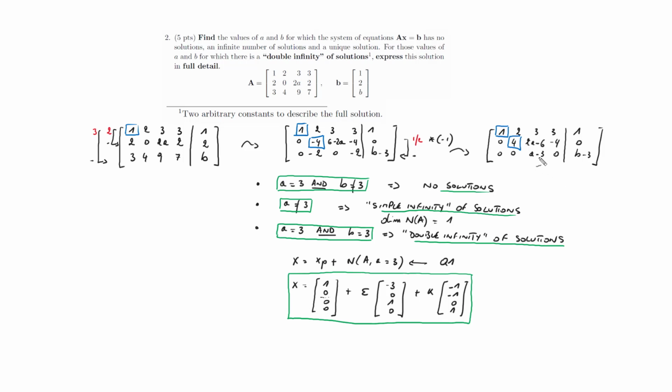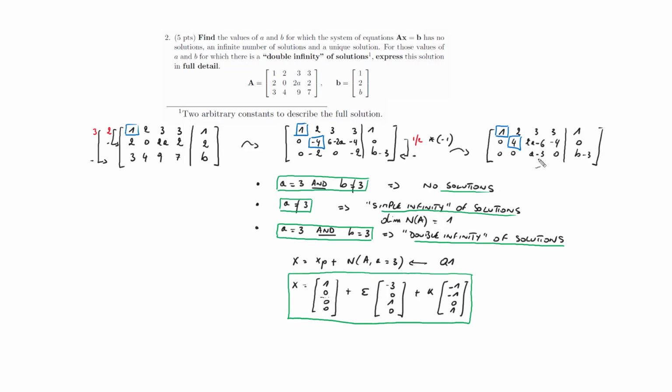Well, if A is different from 3 here, we'll have a third pivot over here, and then, since we have 3 constraints and 4 variables, we'll have a simple infinity of solutions, right? We can see this because the dimension of the null space when A is different from 3 will be 1. So now we can start discussing the case where A is equal to 3.